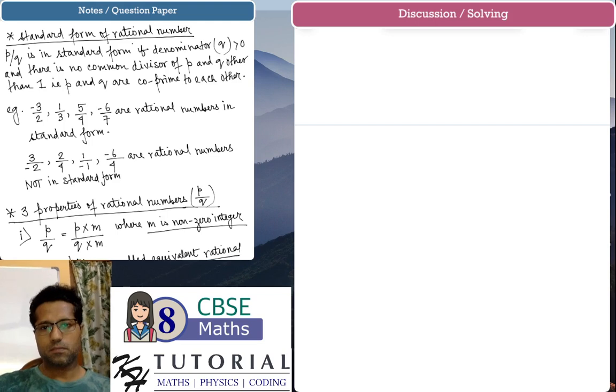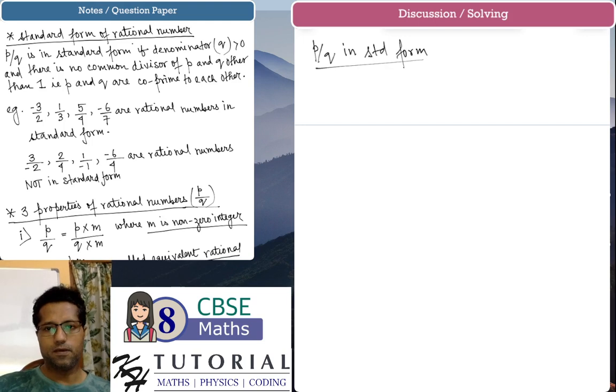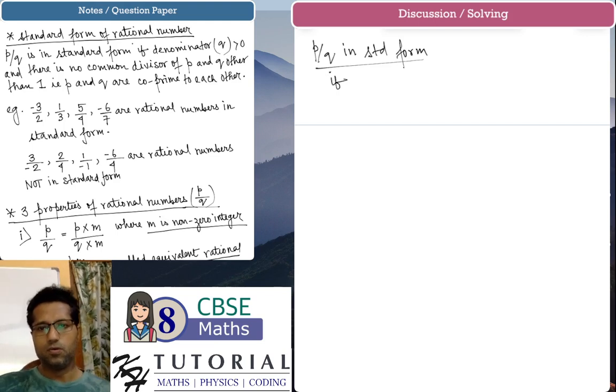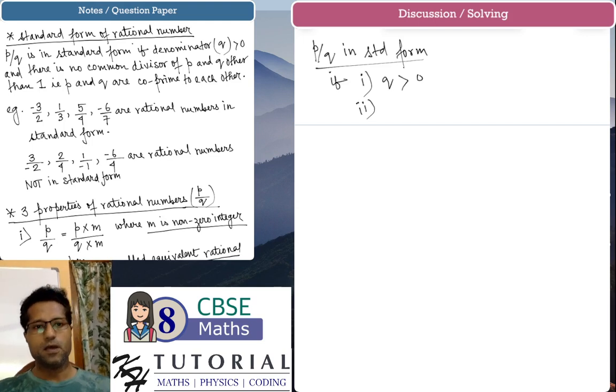Now, P by Q is in standard form if Q is greater than 0. There are two criteria, rather. One is Q has to be greater than 0, and another one is P and Q are co-prime to each other.